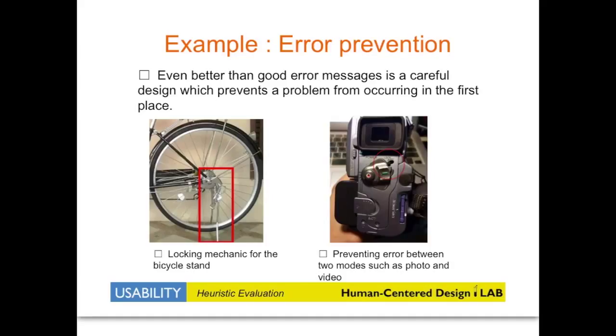Somehow you can see the example from the locking mechanics of the bicycle stand. They have some double lock, so the bicycle is not accidentally moved. Similar to preventing error between two modes, like the mode for photo and the mode for video. They have a lock, a small lock here, so the user may not accidentally press using a photo or using a video.